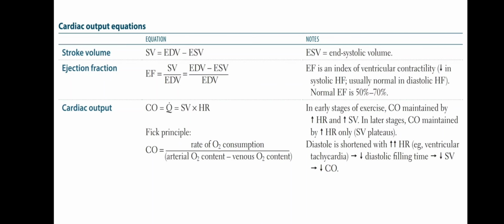Cardiac output is calculated by multiplying stroke volume and heart rate. As per Fick's principle, cardiac output equals rate of oxygen consumption divided by the difference in the arterial oxygen content and venous oxygen content. In early stages of exercise, cardiac output is maintained by increasing heart rate and stroke volume, whereas in later stages, cardiac output is maintained by increasing heart rate only. The stroke volume plateaus. Diastole is shortened with increasing heart rate, for example in ventricular tachycardia, which will result in decrease in the diastolic filling time, decrease in the stroke volume, and decrease in the cardiac output.